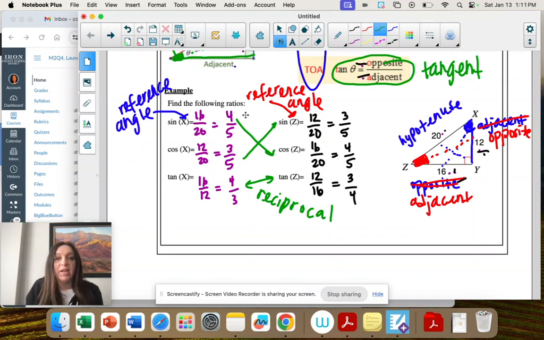So if you find the ratios for one reference angle, you know the ratios for the second reference angle. So in this section, we're just going to write the ratios, label the sides, get used to these, and then in the next section, we will use these to solve.